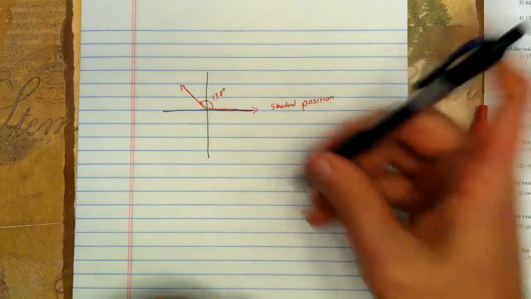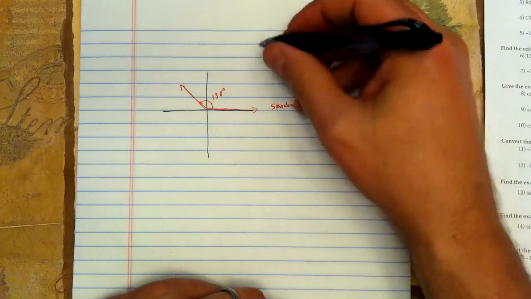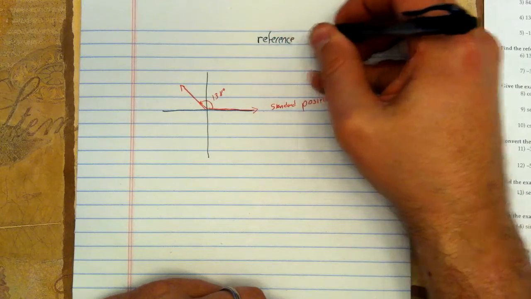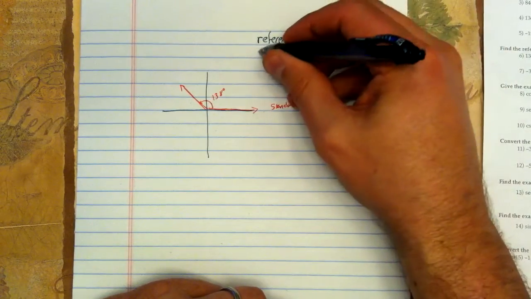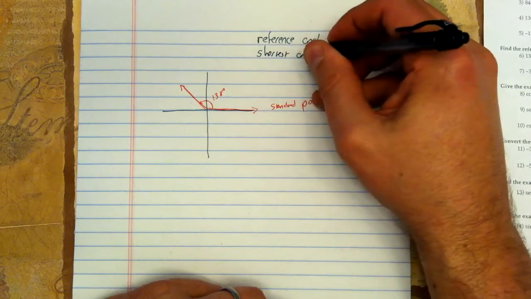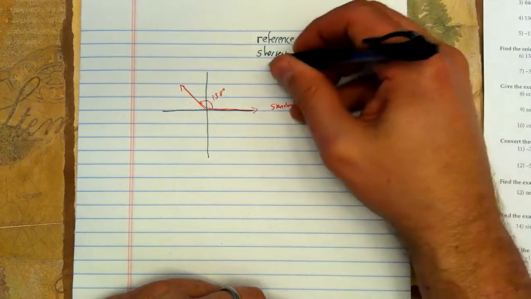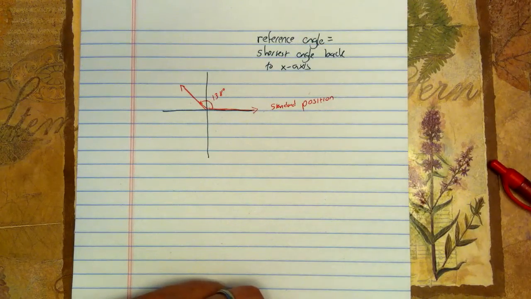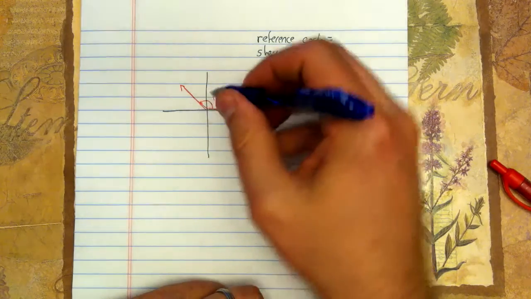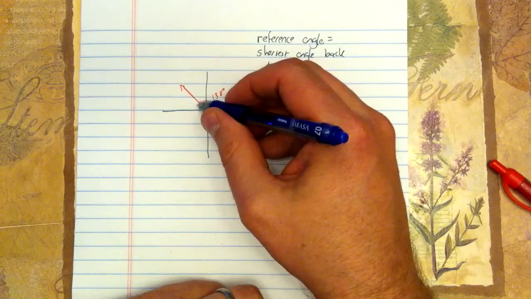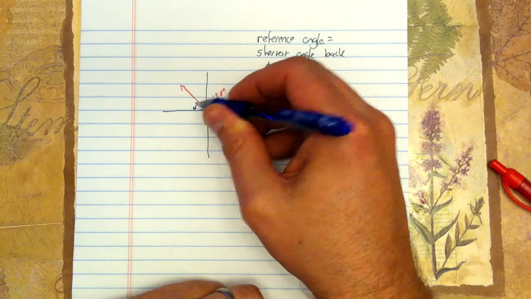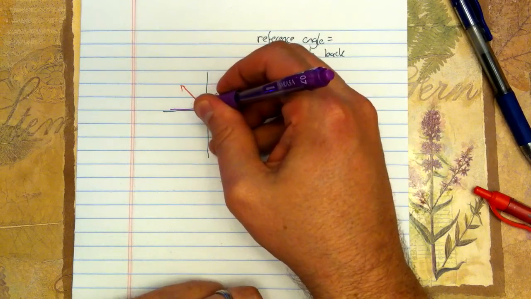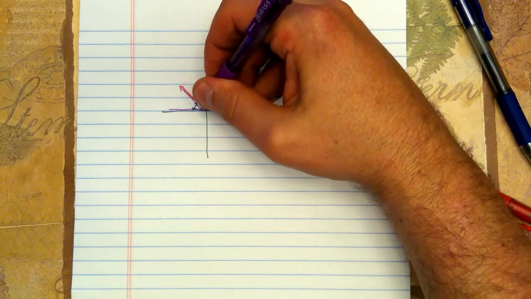Now, reference angle means the shortest angle back to the x-axis. So what we want to do is just look at our picture and say, all right, here's the x-axis here. Now I could go this way back to the x-axis, but the shortest way back to the x-axis is going to be right here. So I have to ask myself, what is this angle? Because this is the reference angle, right there.